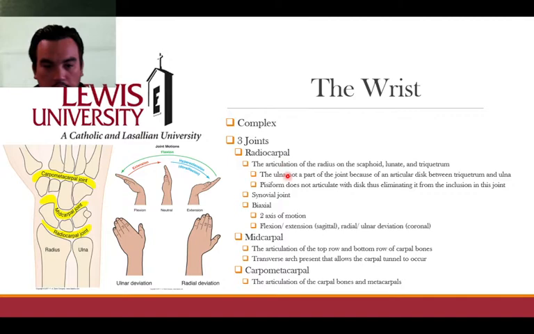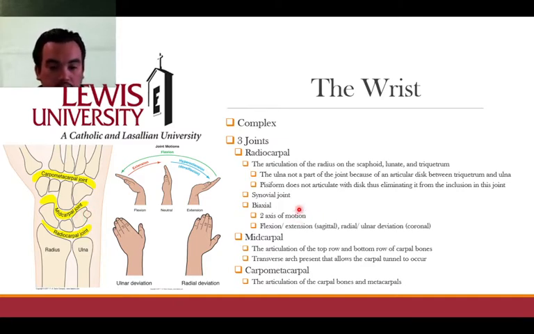contact throughout this joint. The articulation of the radius on the scaphoid, lunate, and triquetrium is what really constitutes this joint. The ulna is not part of the joint because of the articular disc between the triquetrium and the ulna. So you see there's a lot of space because that ulna is a little shorter. So it's filled with a fibrous disc to help that as well. And the pisiform does not articulate with the disc, thus it eliminates it from the inclusion of this joint. And that's this little guy right here, the little pisiform.